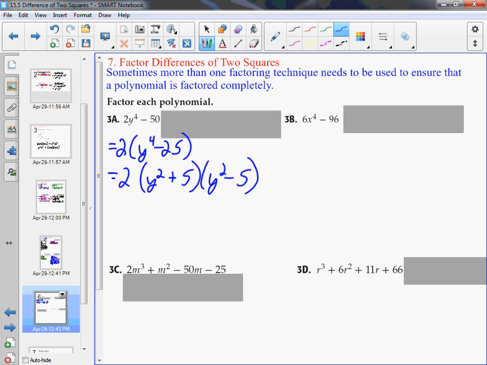Now, I know I can't factor y squared plus 5. What about y squared minus 5? Is that a difference of two squares? No. 5's not a perfect square. Is there anything else to do? No, we're done. That's the answer. Let's see if we got it right. Hey, look at us. We got it right.